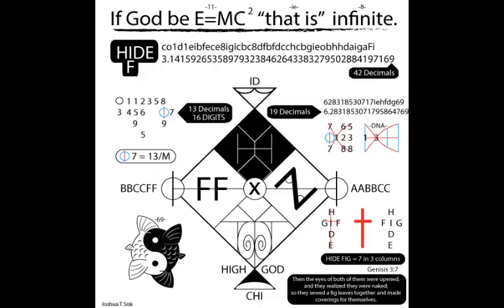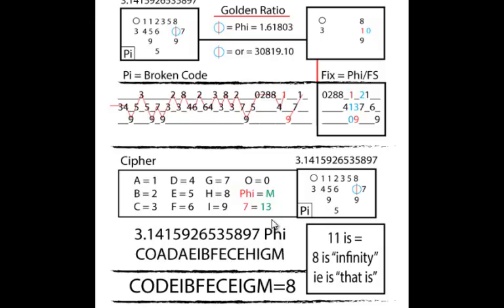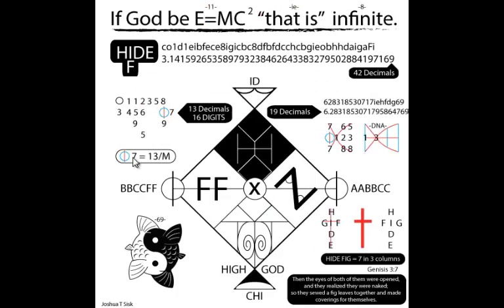The M, which I didn't explain on the prior one, is actually right here. I explained it right here. Phi equals M because phi 7 is 13th, and the 13th letter of the alphabet is M. So I went ahead and explained it right here. Phi 7 equals 13, M. So that's how we got the M up there. It's kind of random, but it fits precisely into there.